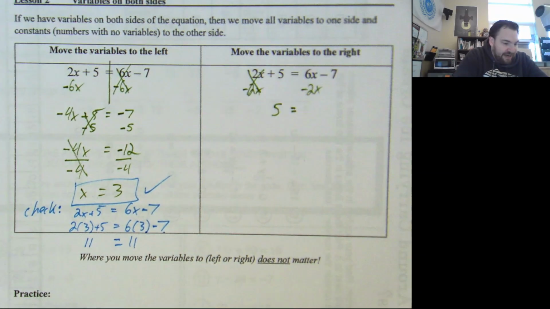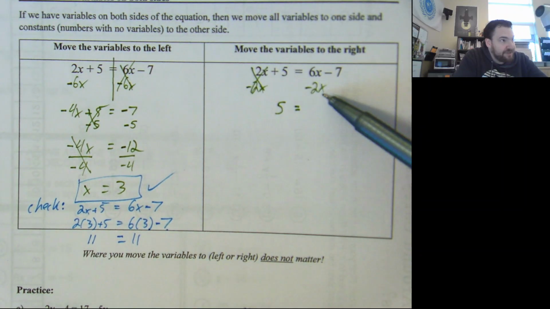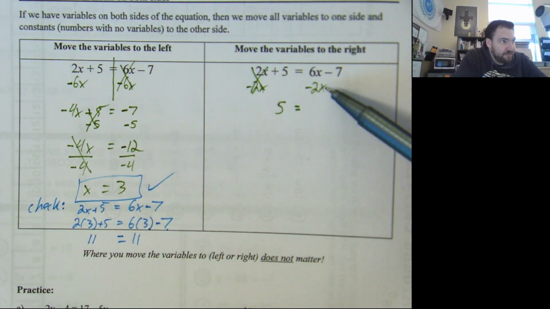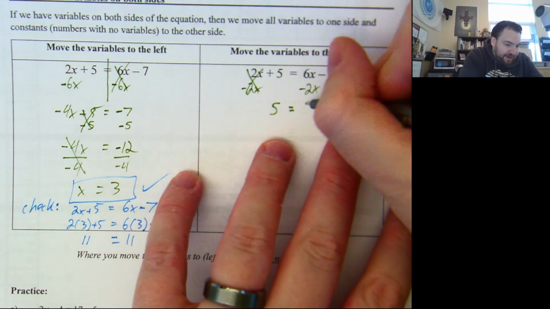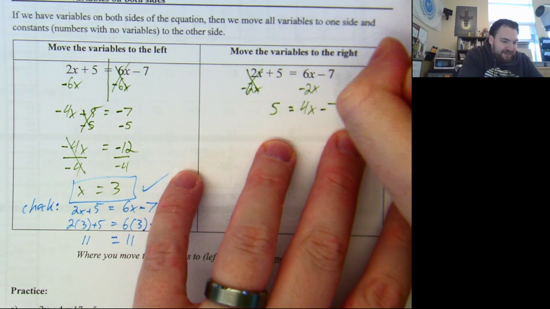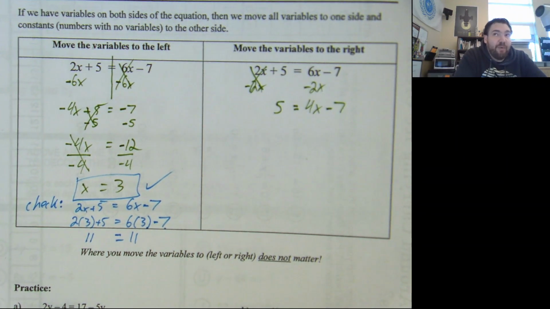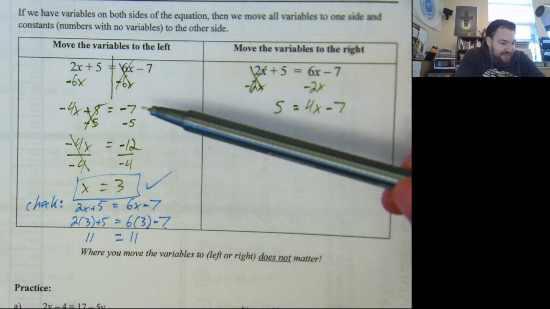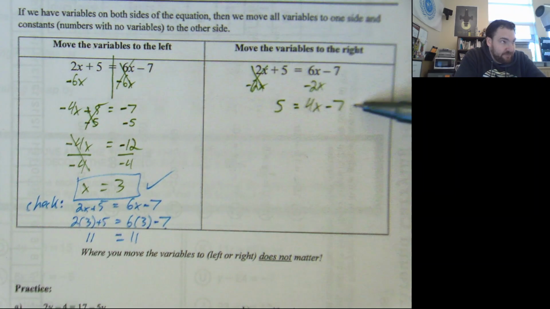On the right-hand side, 6x minus 2x is positive 4x minus 7. And now you can see right away, this first step is where the difference is. What is the difference in this line versus this line? Hassan, Joe.